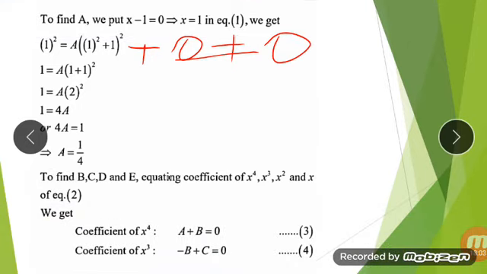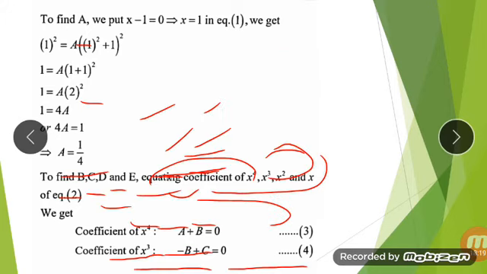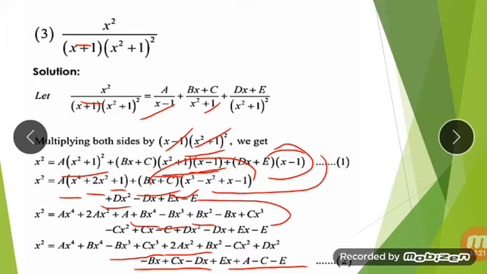Now one value is found out. The rest of the values can be found out with the help of equating the coefficients, because we don't have any other value of x. So let's go ahead. Equating the coefficient of x^4, then x cube, then x square, and x. In the same way we have to go. You can find now x^4 here.